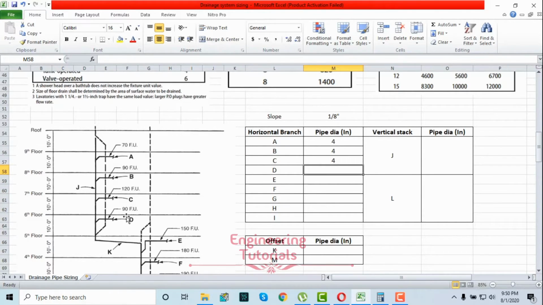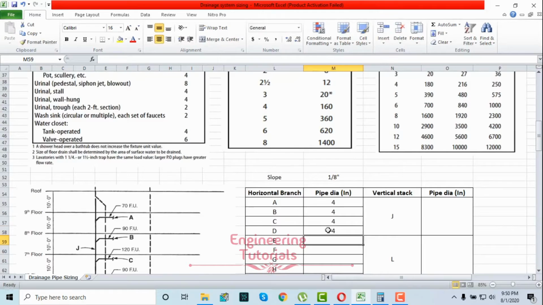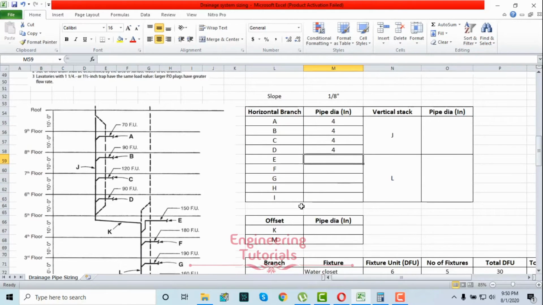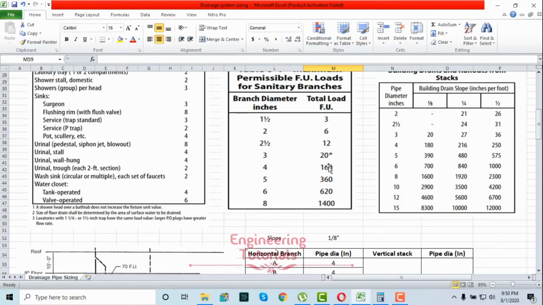So D has 90 fixture units. We already calculated for B, it will be the same as D, that is 4 inches. Now we'll calculate for branch E, which has a 150 fixture unit load value. It's again less than 160, so we'll go for 160, and the pipe size is 4 inches.